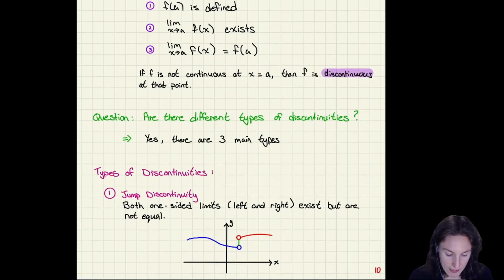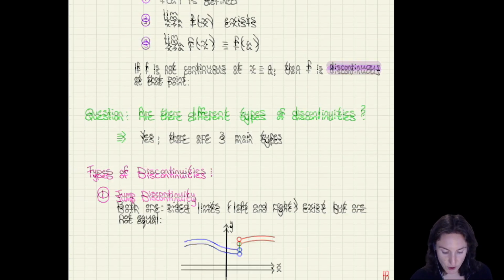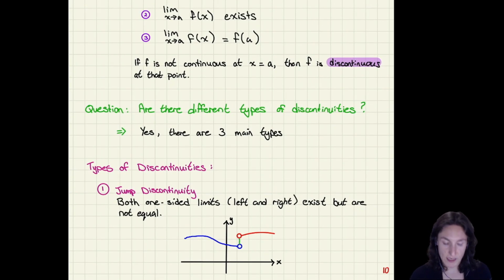Now, are there different types of discontinuities? Yes, there are. There's three main types. The first one is known as jump discontinuities. This is where we're going along in one direction and all of a sudden, literally, there's a jump. There's a separation between the left side and the right side. So the left and right-sided limits will not be equal to each other.